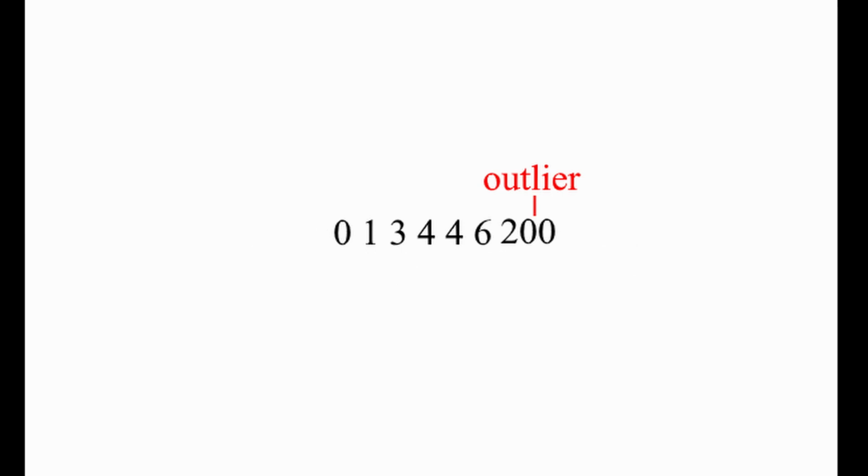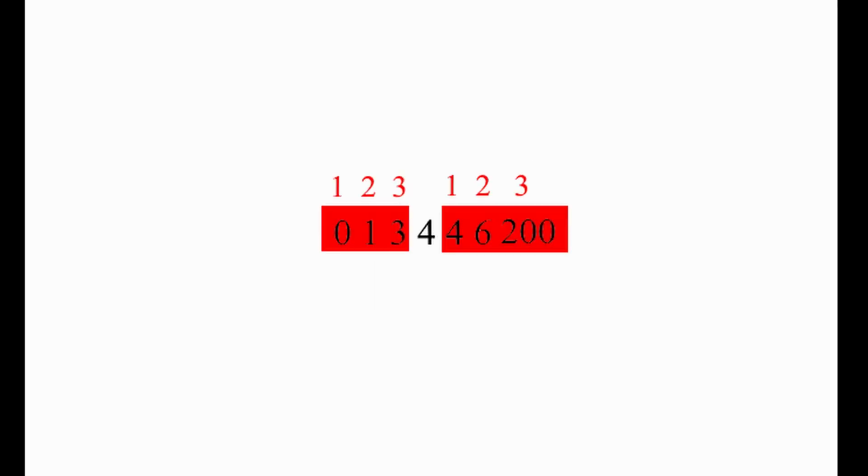If instead we took the median of this data, we can find that the median is less skewed by this large outlier. 4 is the median, or middle point, because there are 3 points on both sides of it. Because the median was affected less by outliers than the mean, it is more robust than the mean.